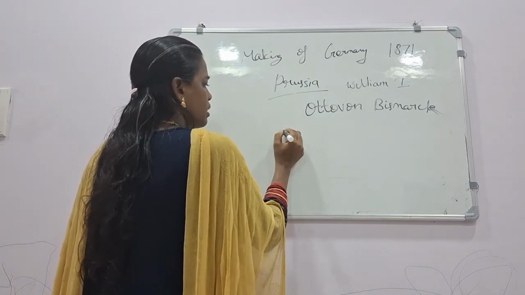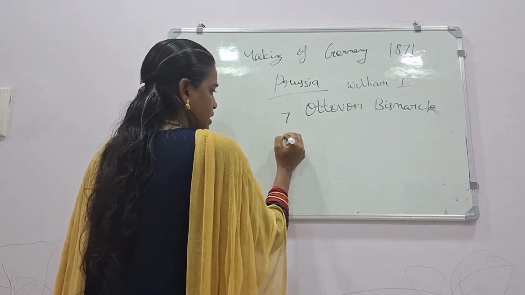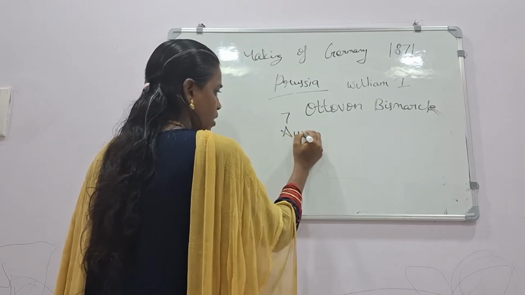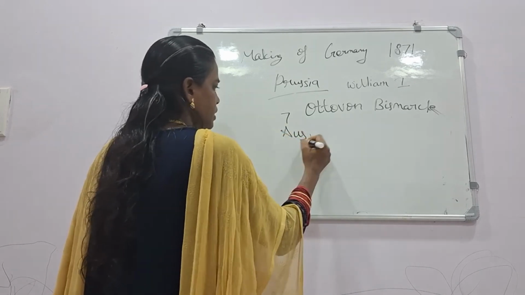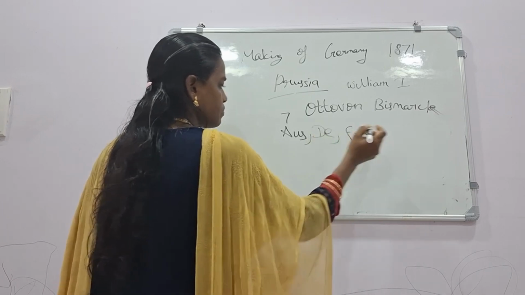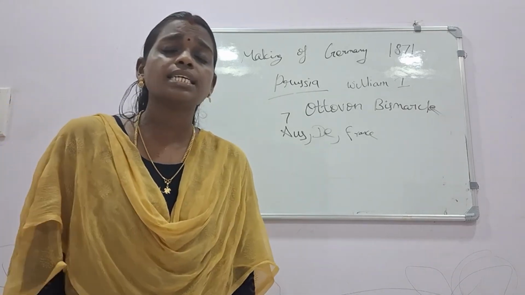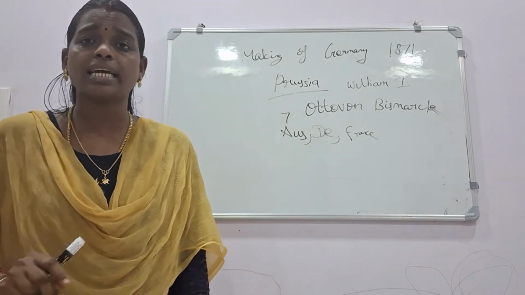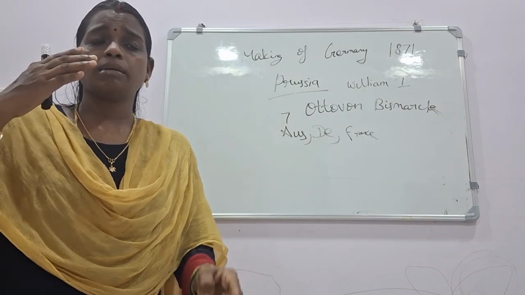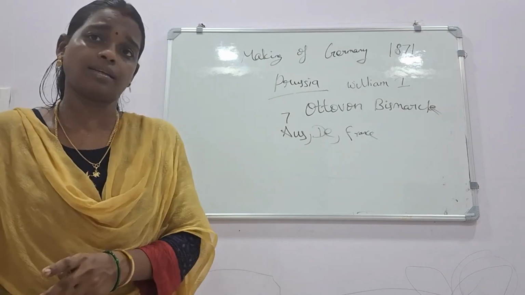Prussia fought wars for 7 years with 3 countries: Austria, Denmark and France. Listen to me, it wasn't an easy task to make a country within a day. So many steps had to be taken to form a country, to unify the country.